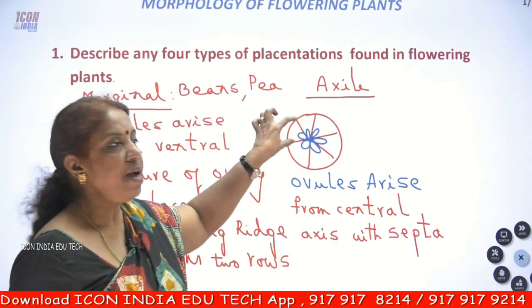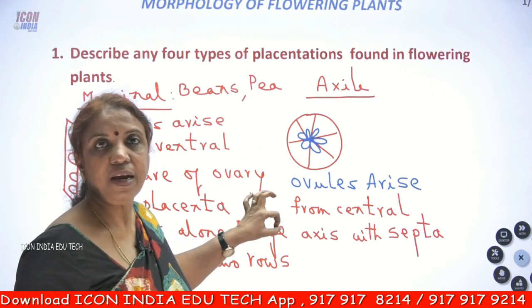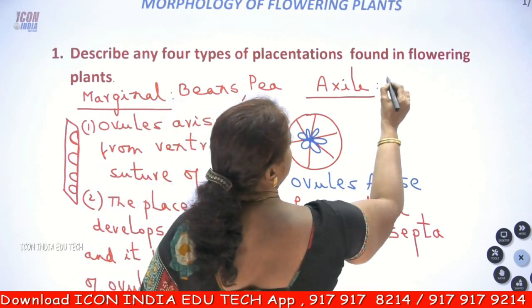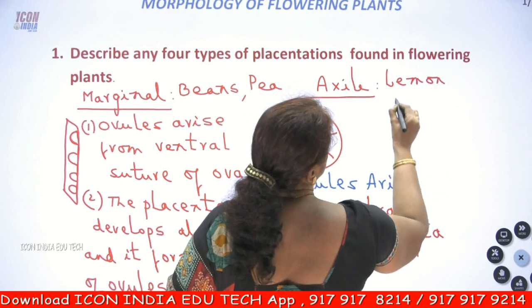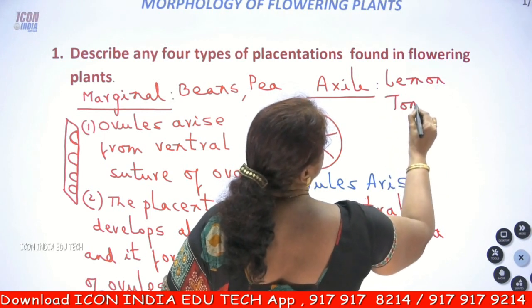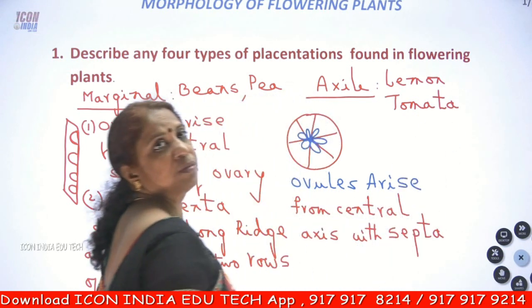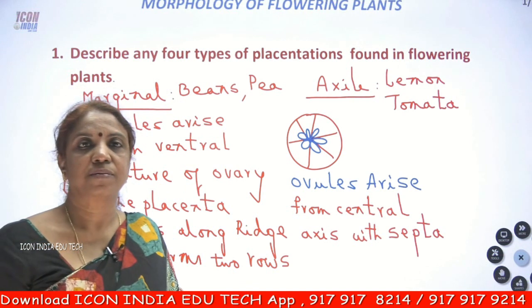So this is a small diagram, and after that you can mention one point. The ovules arise from the central axis with septa. The examples are lemon, tomato. So at least two examples are given.